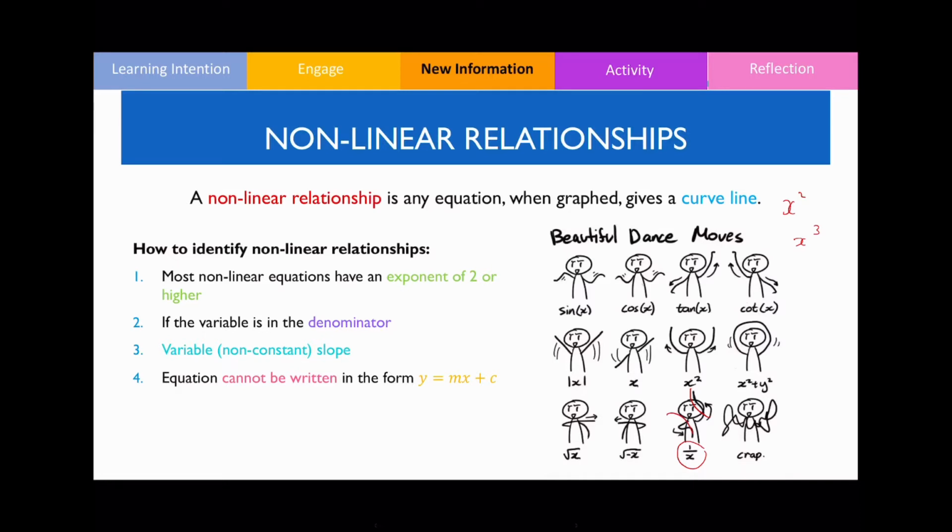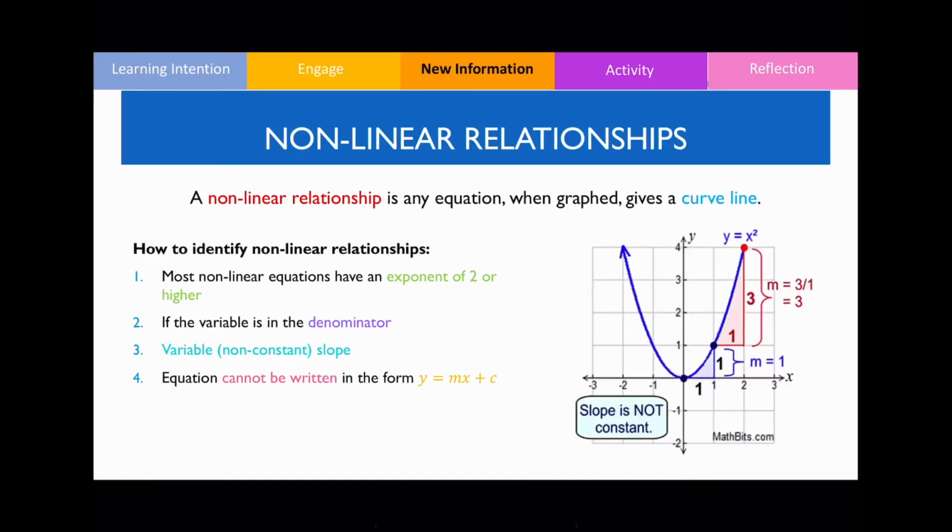Another way for you to distinguish whether something has a nonlinear relationship is that if you look at its graph, it's going to have a variable slope. So it's not constant as illustrated previously for a linear graph, okay? And lastly, the equation cannot be written in the form of y is equal to mx plus c. I'm just going to go over what this particular point over here means in a bit more detail.